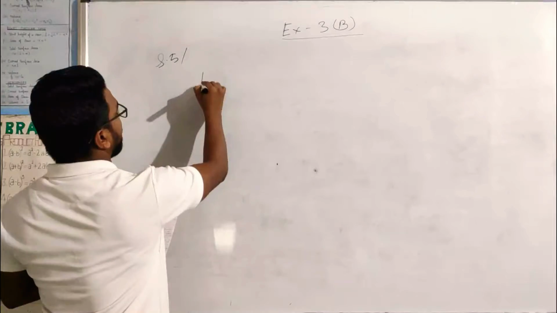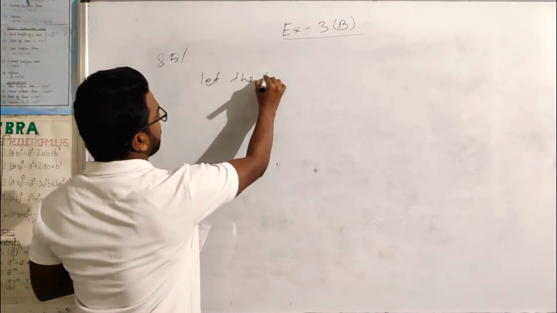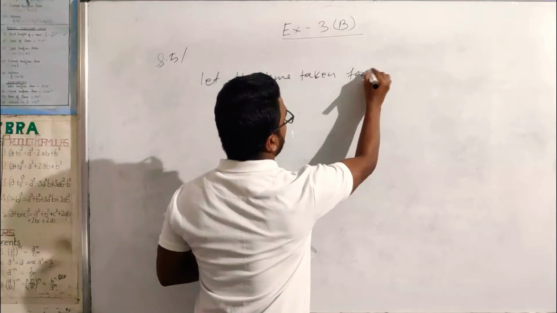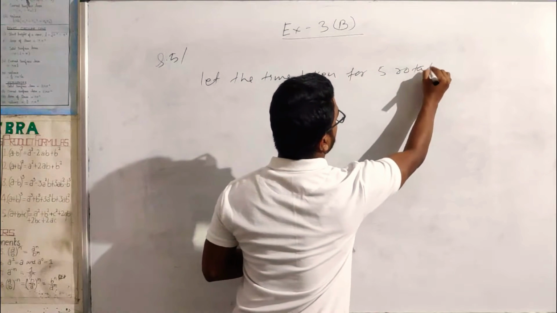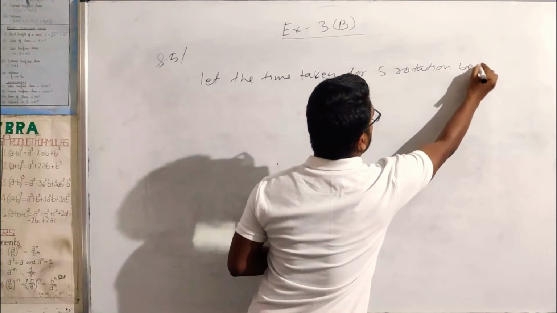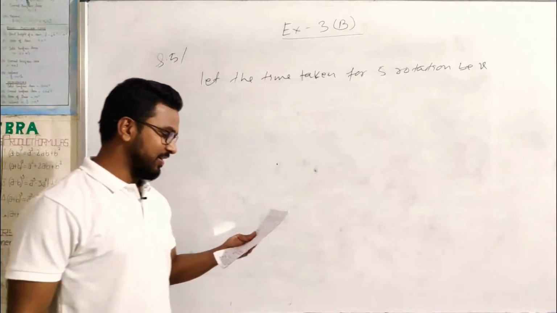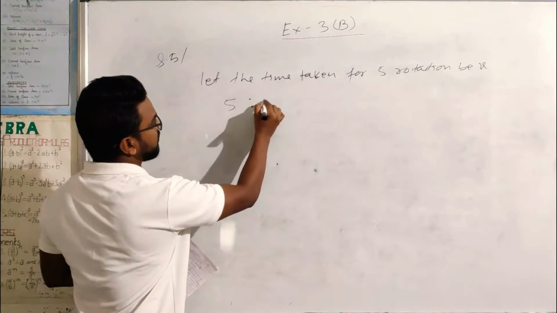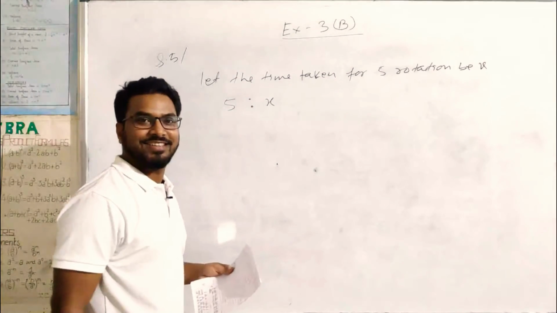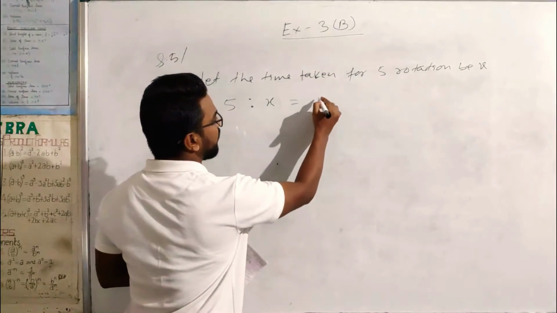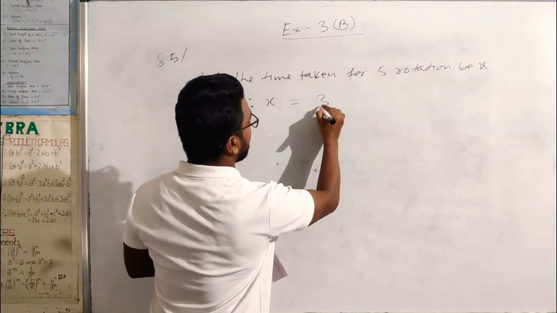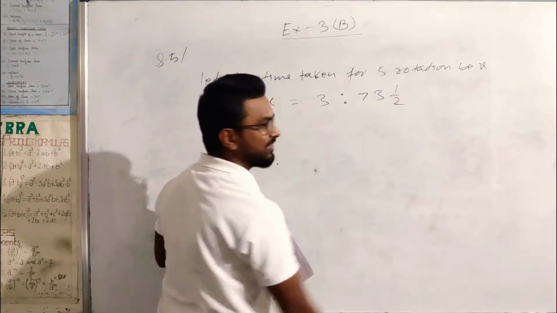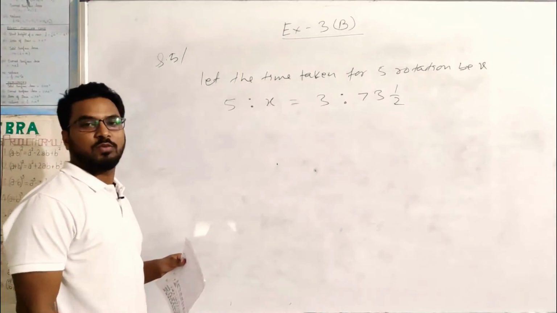Okay, so what we'll do? Let the time taken for 5 rotations be x. Okay, next what we'll do? 5 rotations takes x hours, which is proportional to how many? 3 rotations in 73 1/2 hours. Okay, that will be the proportion.